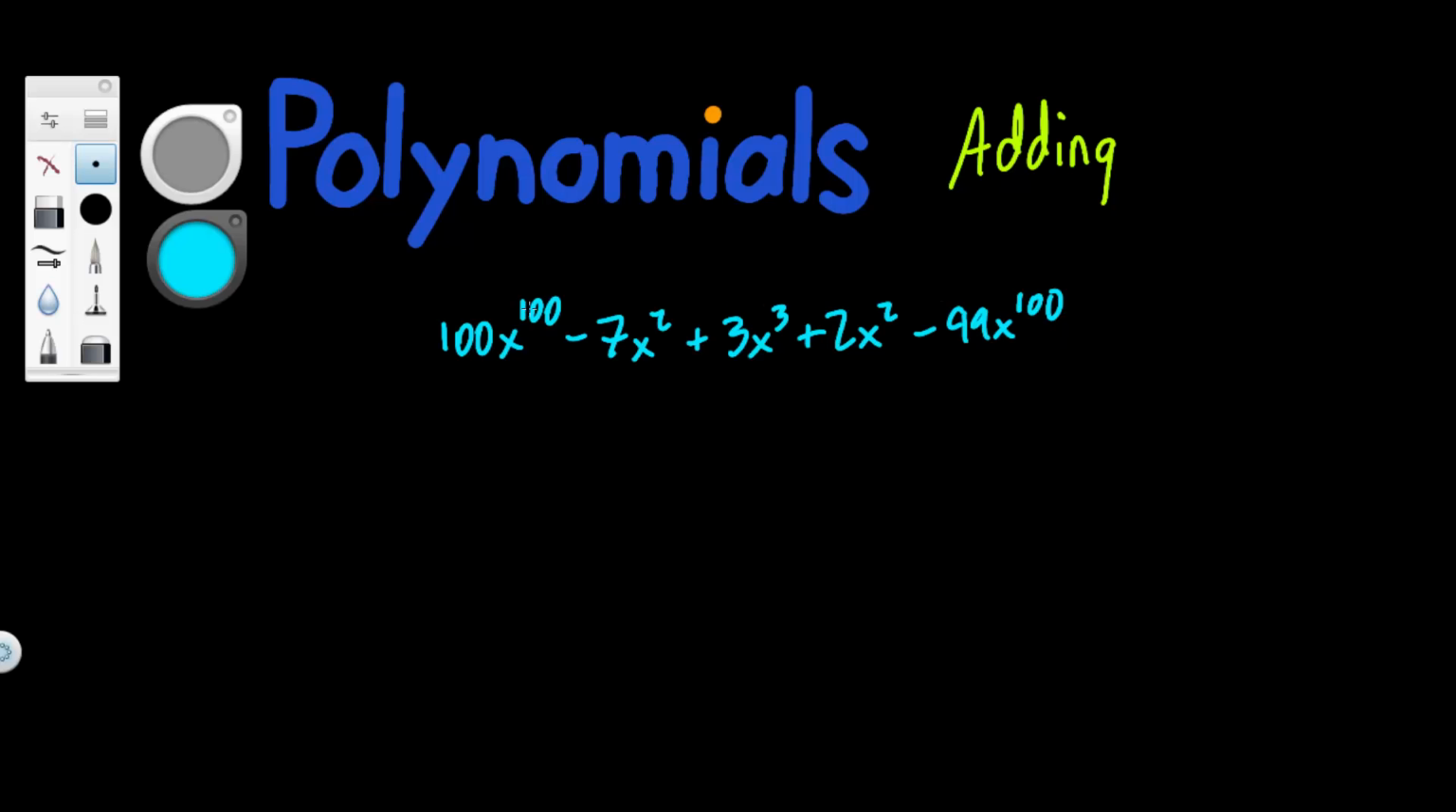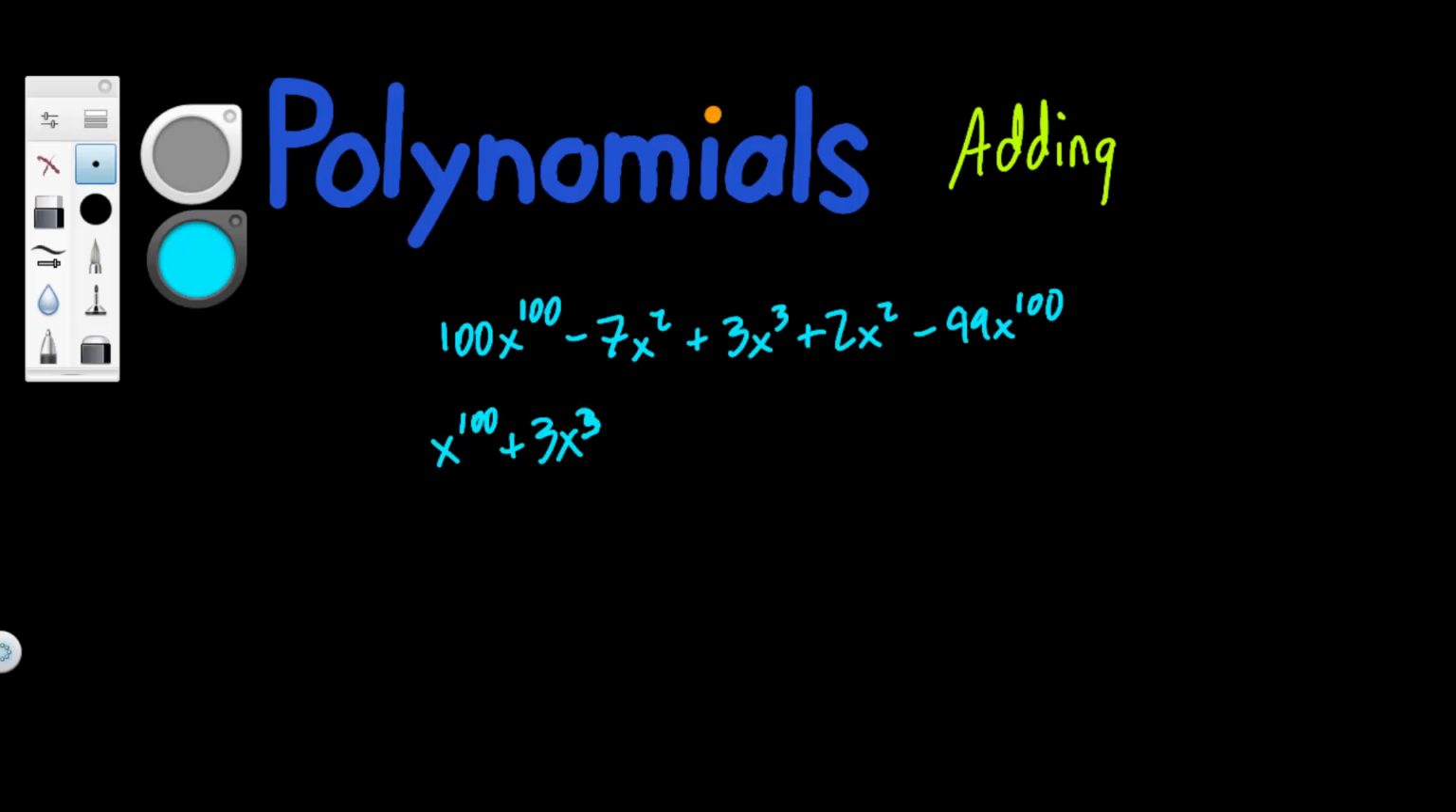Our highest degree is 100, and we've got two monomials with 100th power, 100th degree, and so this is 100 minus 99, so this becomes x to the 100. What's the next highest degree we've got? We've got a 3, that's the only one, and it's positive, so we have plus 3x squared. Oh, I'm sorry, x to the third.